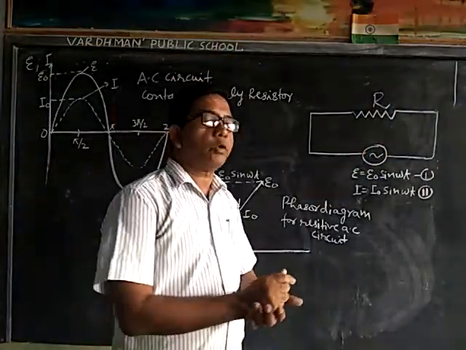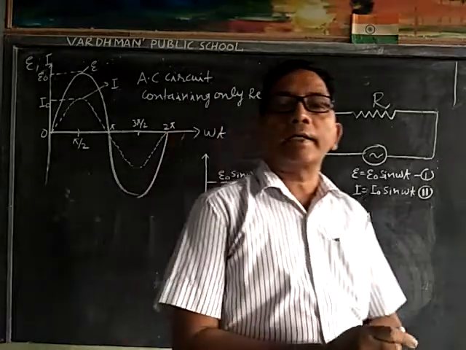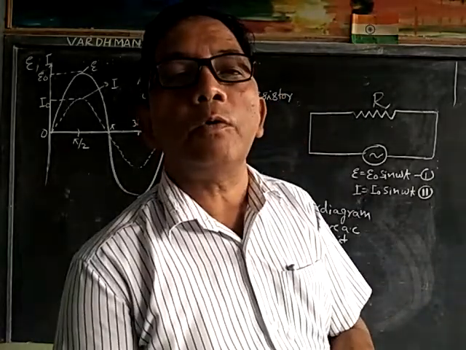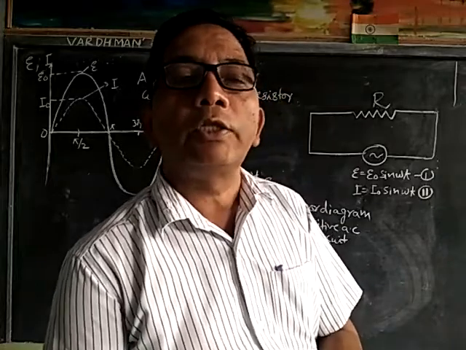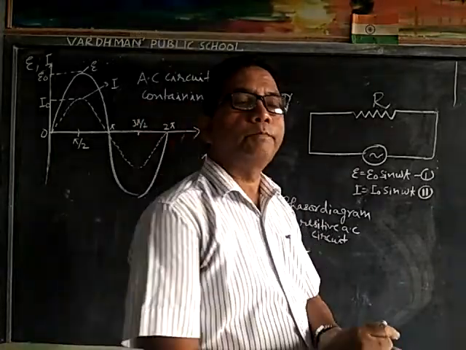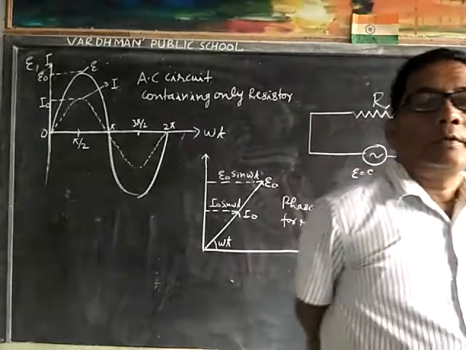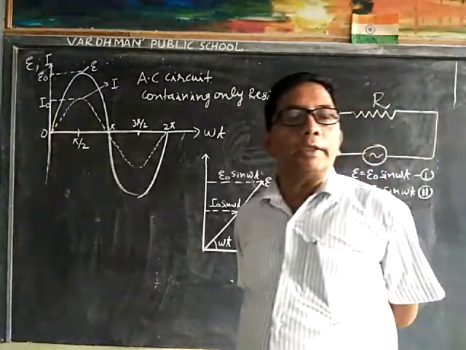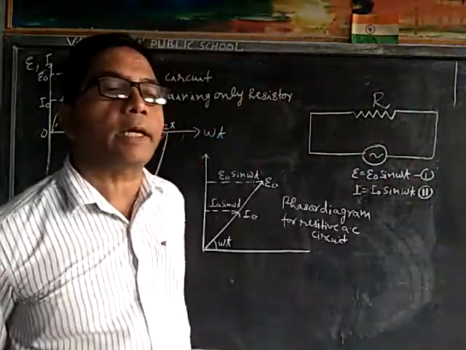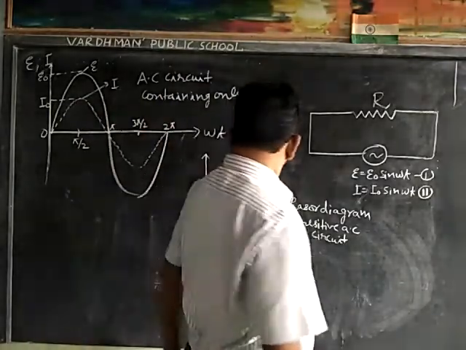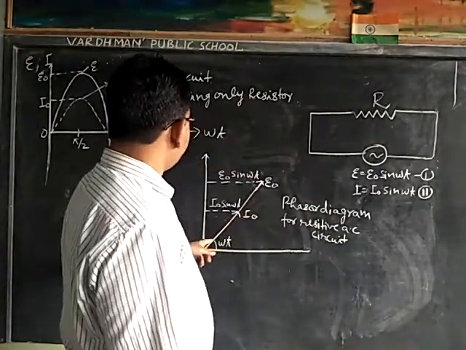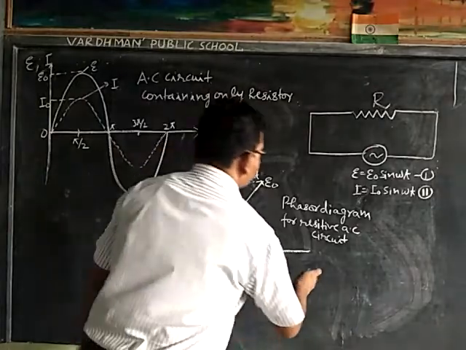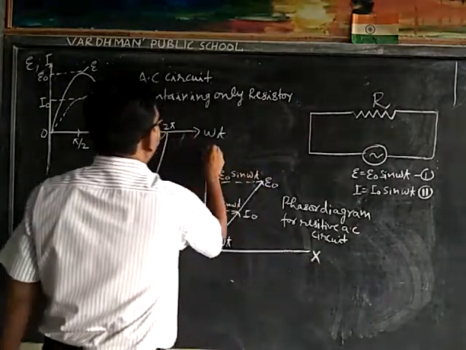This means both E and I attain their maximum value, minimum value and zero value at the same time. At the same time both E and I are in the same direction, making an angle omega t with the x axis.